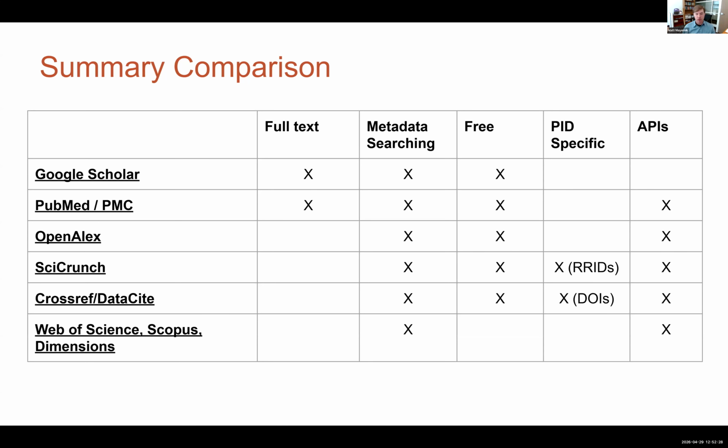I'll just add one more thing, which is that these services definitely feed into each other. Like OpenAlex now indexes all of DataCite, which is dataset DOIs. So there's definitely flow of metadata, particularly among these open systems.